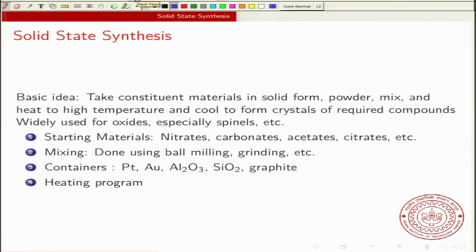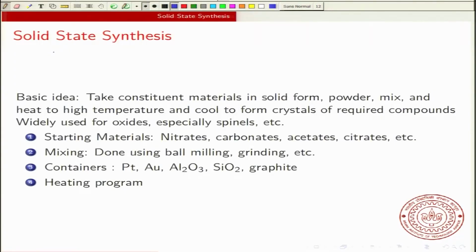So, the basic idea is that you take the constituent materials in a solid form, you powder them, you mix them and heat the whole thing to a high temperature, so they react to form your compound of interest, and then it is cooled to form crystals of the required compounds. This is widely used for oxides, especially spinels. So, what do you do? Let me just depict it pictorially.